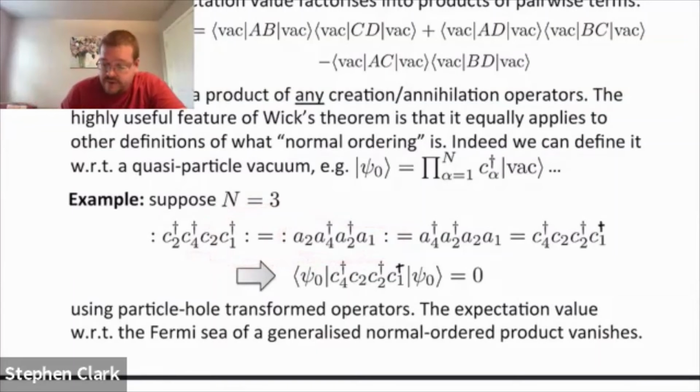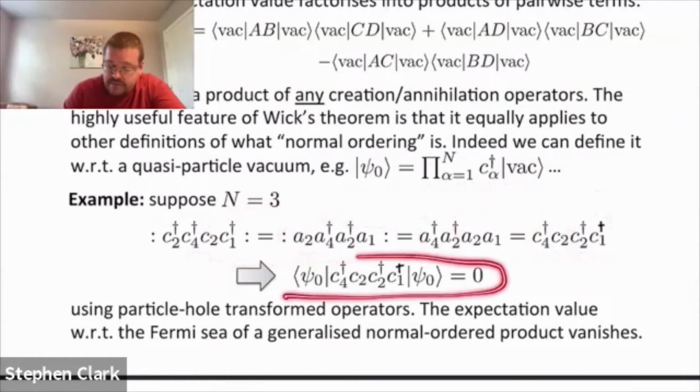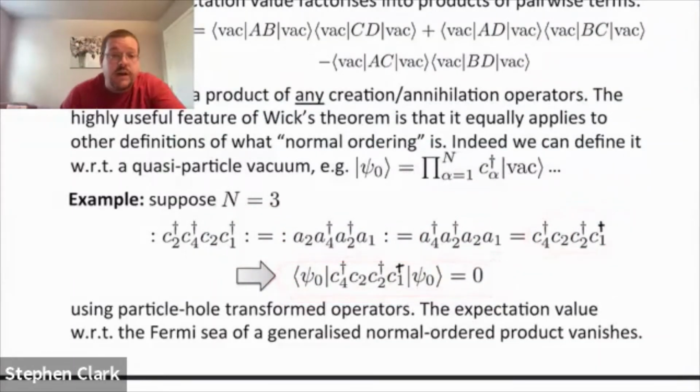So you put the creation operators here, and then you can re-expand it back out again and you'll end up with, this time, something that doesn't look normally ordered now, but it is actually normally ordered. It's normally ordered with respect to the quasi-particle vacuum. And if you took the expectation value of this operator on the quasi-particle vacuum, it would be 0 because it's trying to create a particle in a state that's already occupied. So that's the trick that you use. You have to do a particle hole transformation first, and then normally order with respect to that.